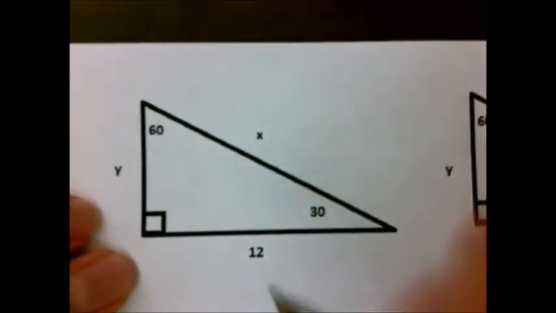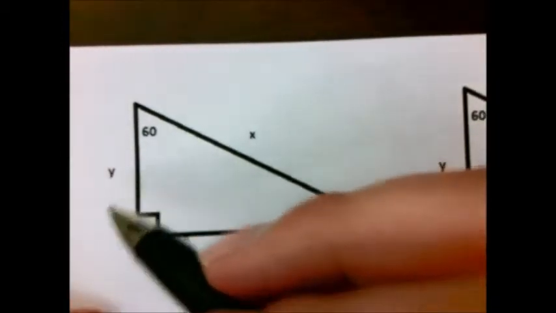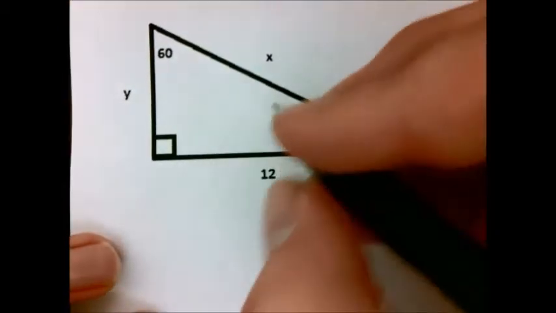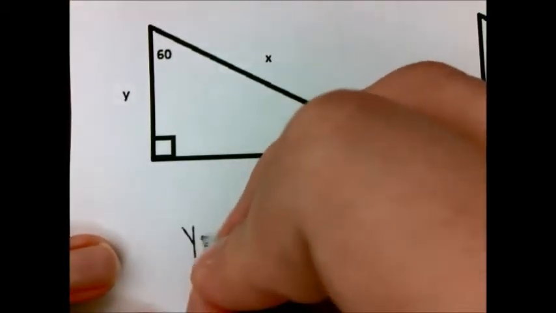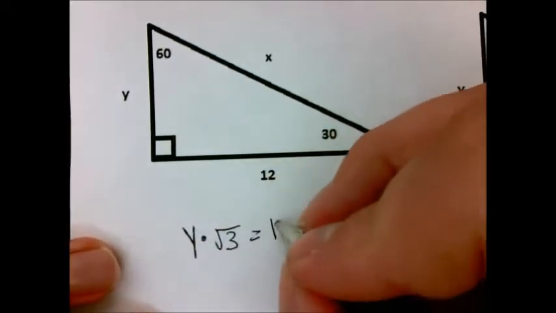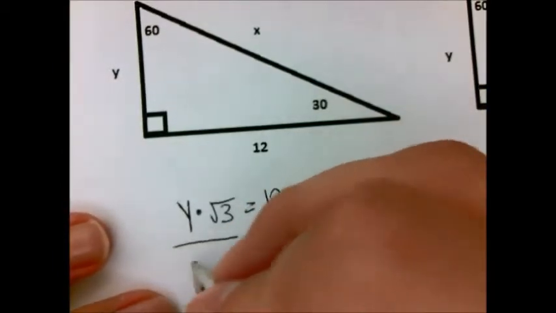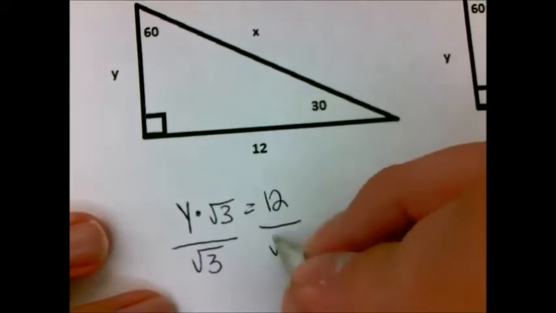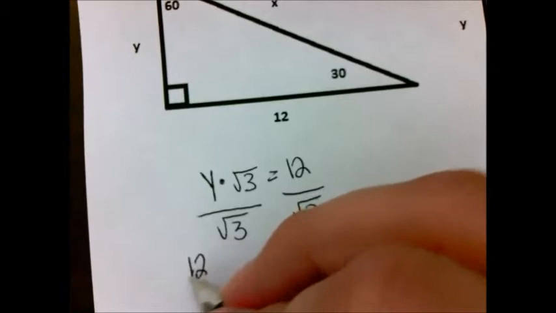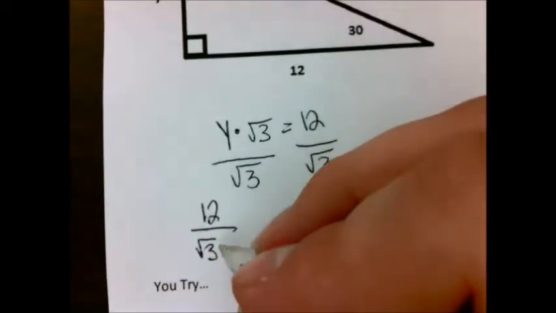Alright, so we know the longer leg. So our first step is to find the shorter leg. You should always try to find the shorter leg first. So we know that y times the square root of 3 should give us 12. So we get rid of the square root of 3 on both sides. That gives us 12 over the square root of 3. We have to get rid of the square root of 3.